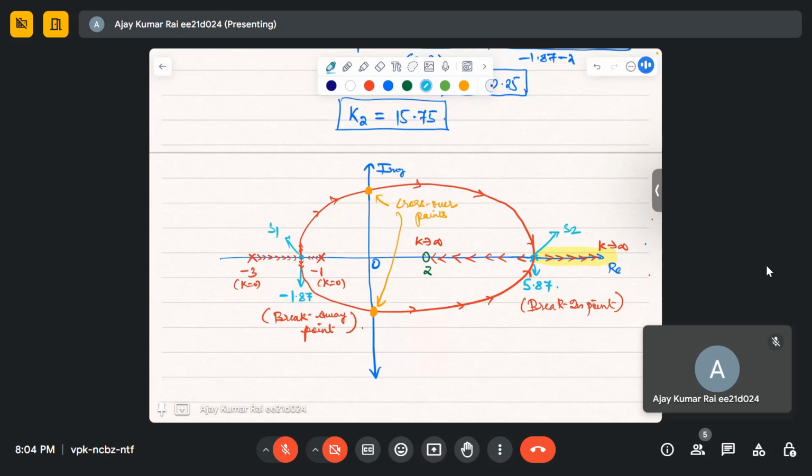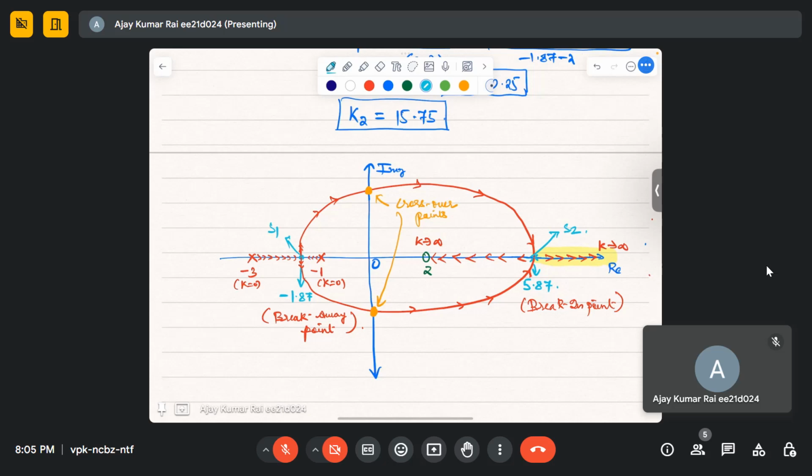Okay, so s1 is lying between two poles. Between minus 3 and minus 1, we are also certain that if you do step 2, the root locus exists. So the root locus exists from minus 3 to minus 1. What will happen is, if you increase the value of k from 0, the root locus will go like this, as I've shown here.